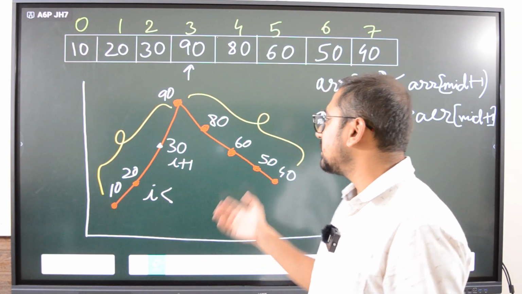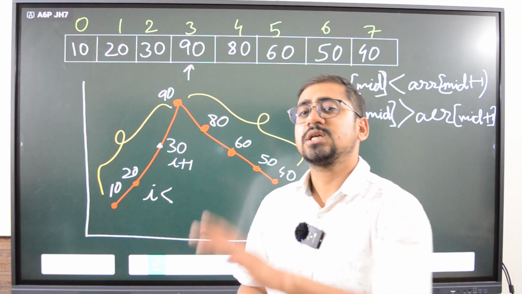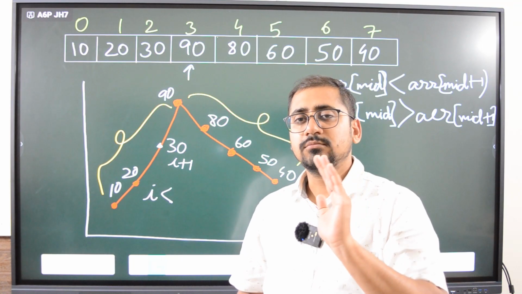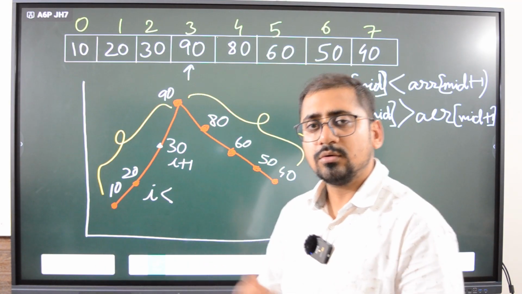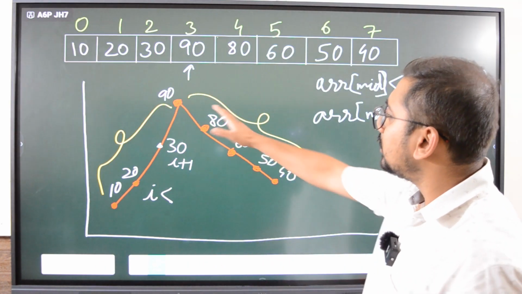In this case, it is clear that the peak is on the left side. So we will be going on the left side, by changing it as n equal to mid minus 1. Okay. Now, let's have a look.